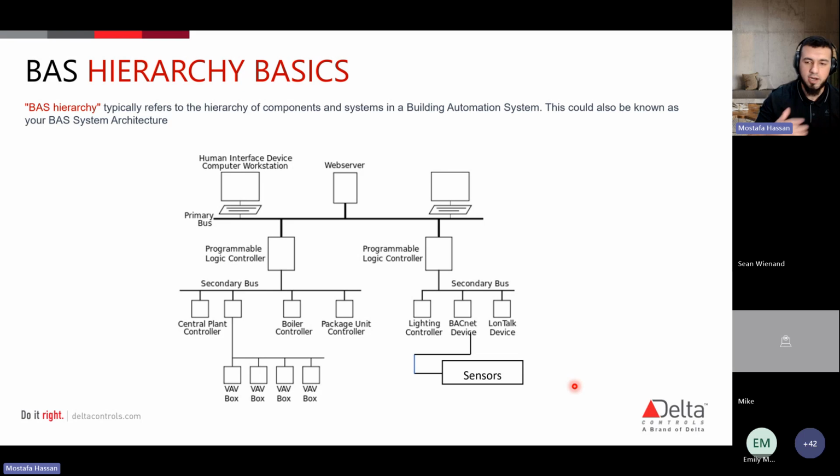all different actuators laid out all over the building. Those are the devices that directly interact with the building's environment, right? They collect data, temperature, humidity.